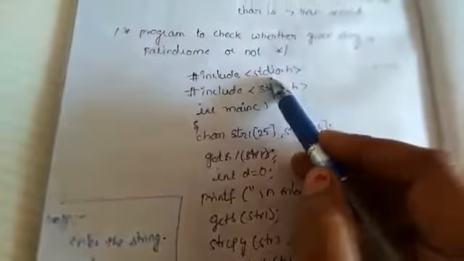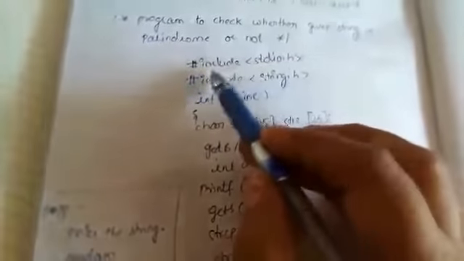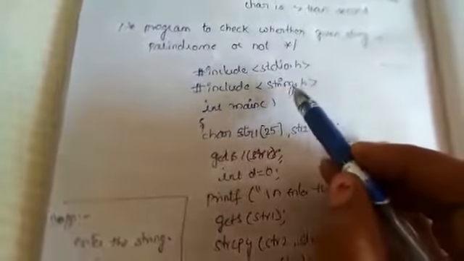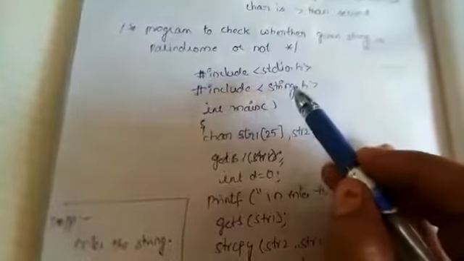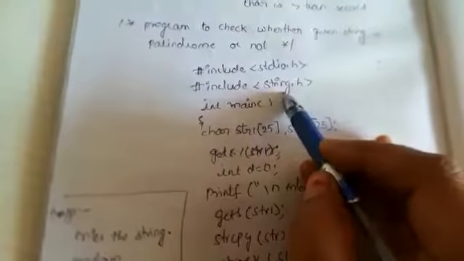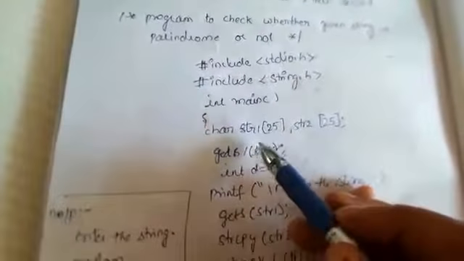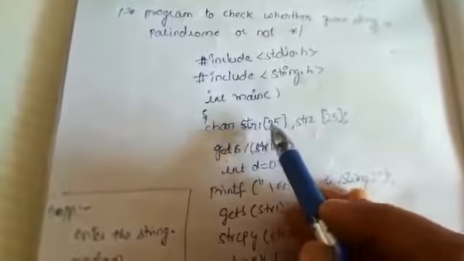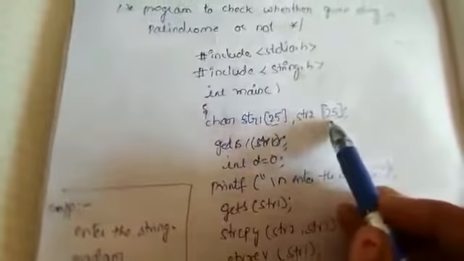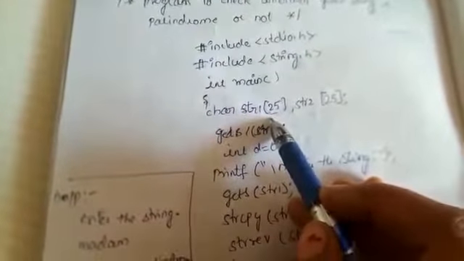As we all know, we have to start with #include <stdio.h>. stdio.h is the header file and #include is the preprocessor. Why are we including string.h? If you want to handle strings, we need to include the header file called string.h. So #include <string.h>. Next the main function starts. Here we need two strings, giving the size limit as 25 and 25, which means each will have a maximum size of 25 characters.